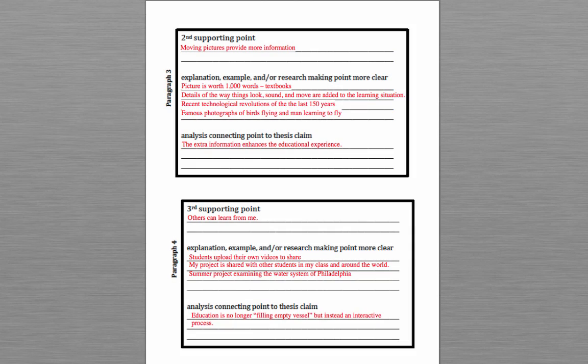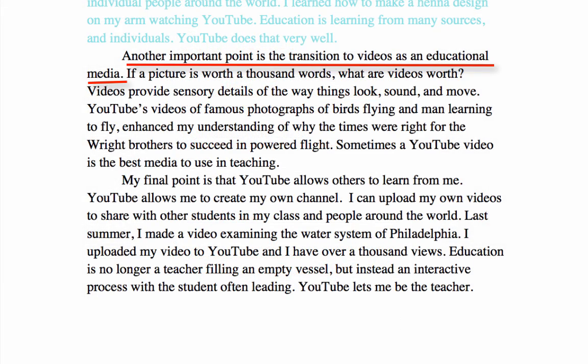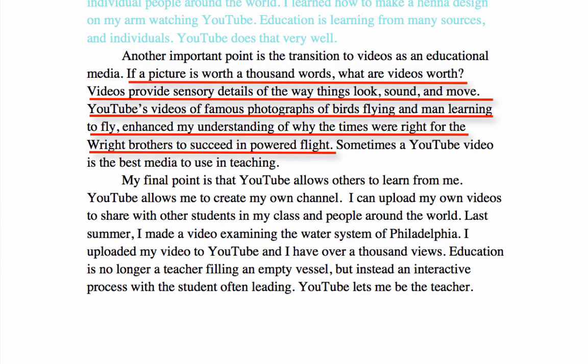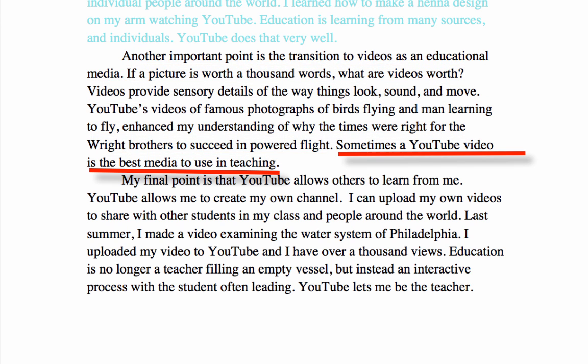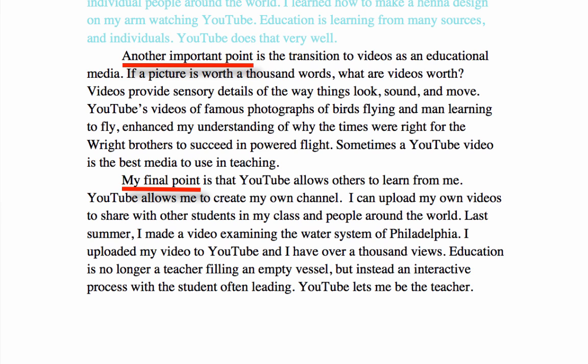The next 2 paragraphs are written in the same way. Begin with the point, use explanations and examples to make the point more clear, and then end your paragraph by connecting your point back to the original claim. Be sure to use transition words to show that your points are organized.